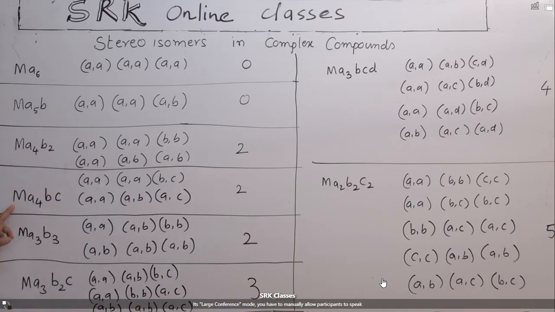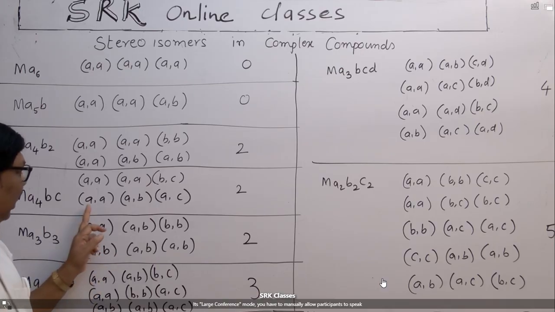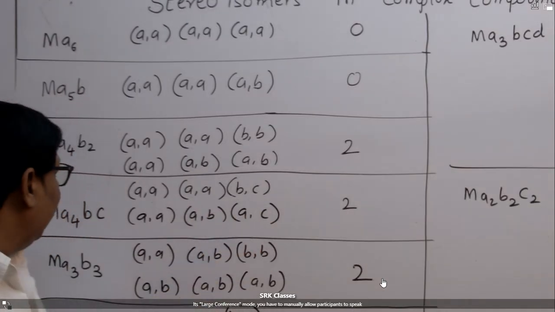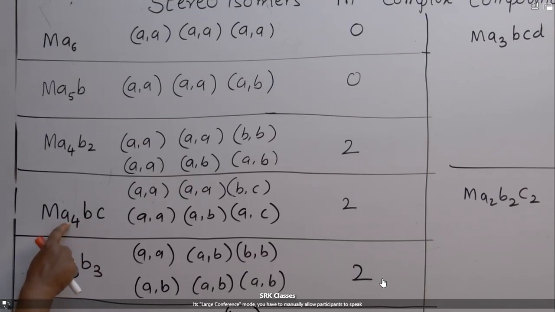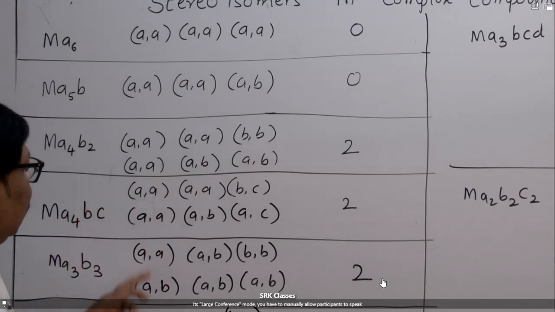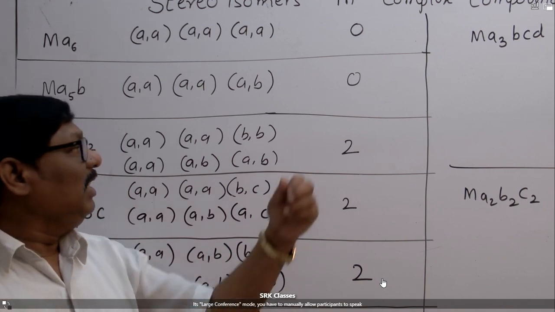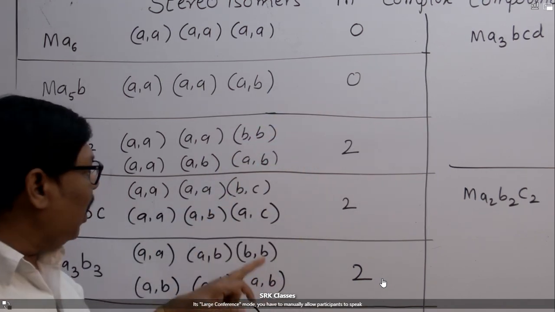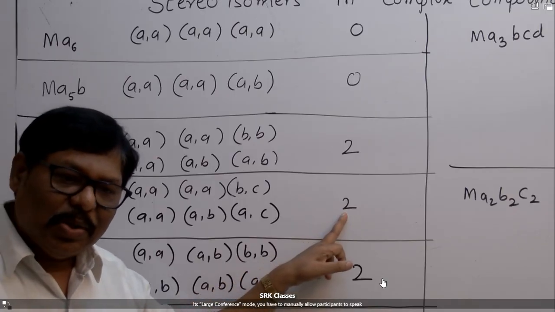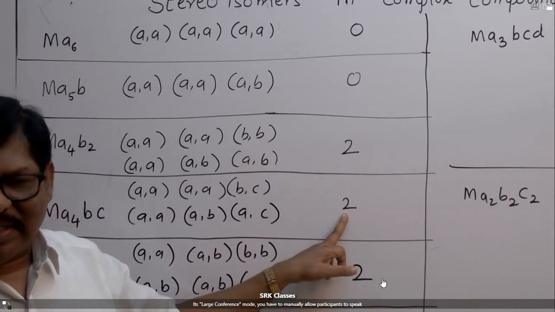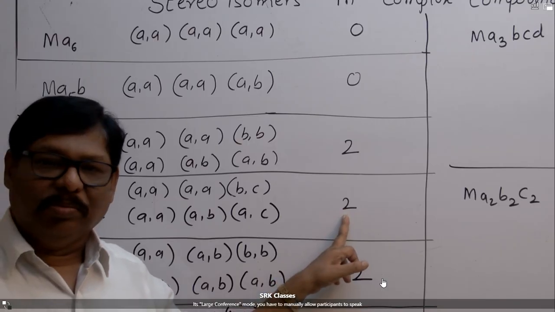Now look at the fourth example, Ma4BC. Just like the previous one, this can also be represented as AA, AA and BC. One possibility. The second possibility will be AA, AB and AC, because another two A's are there, and they combine with B and C. So, these are the two possibilities. Just like the previous one, here also the number of possibilities is two. Therefore, it also shows two geometrical isomers. One is the cis compound, the second one is the trans compound.